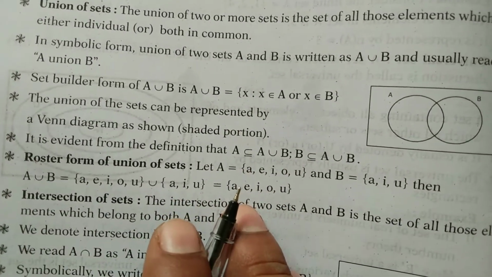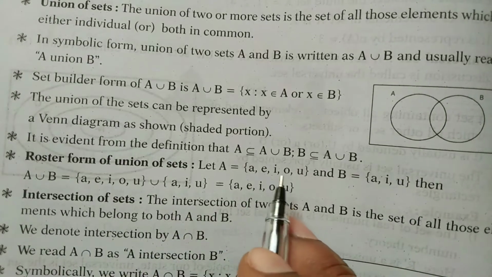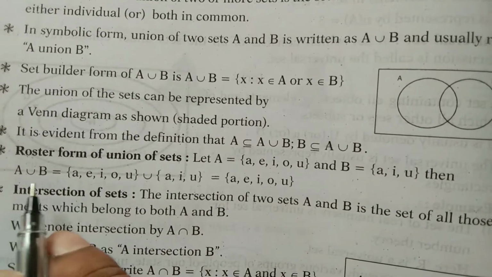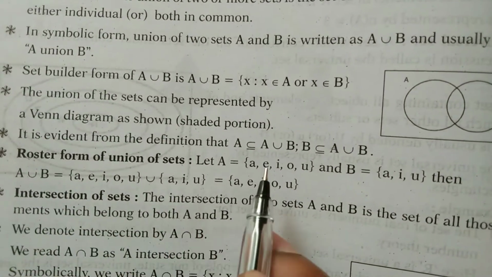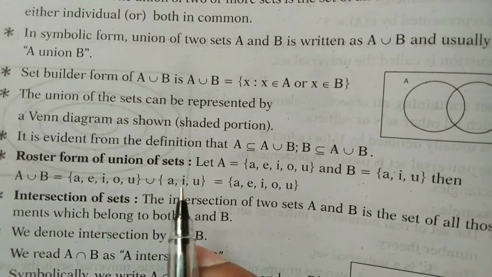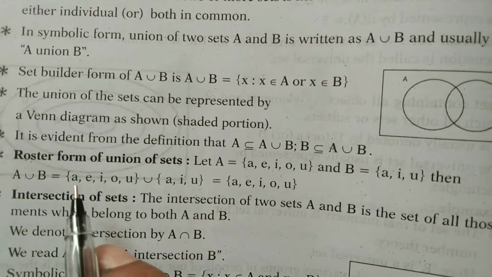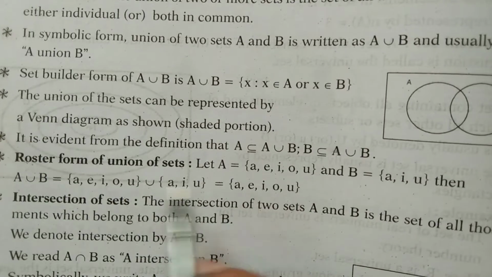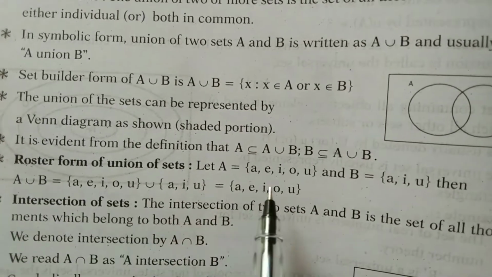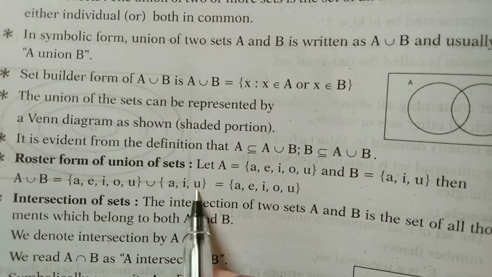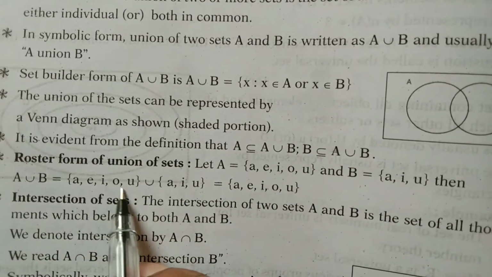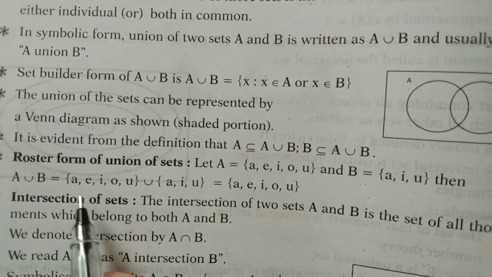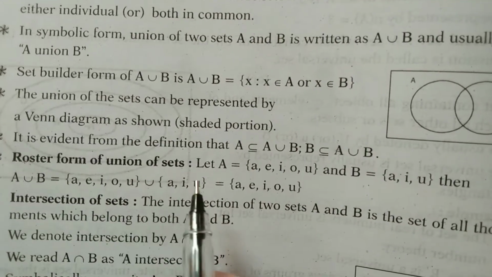Roster form of union of sets. Let A equal {a, e, i, o, u} and B equal {a, i, u}. Then what is A union B? {a, e, i, o, u} union {a, i, u}. See here, element a is common, so we need to write it once. e is only once. i is repeating two times, we should write only once. o one time, u one time. So A union B equals {a, e, i, o, u}, right?